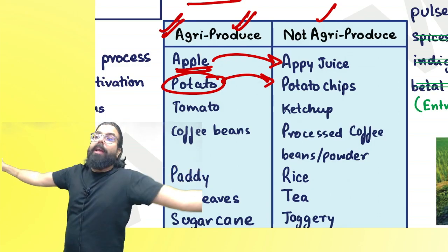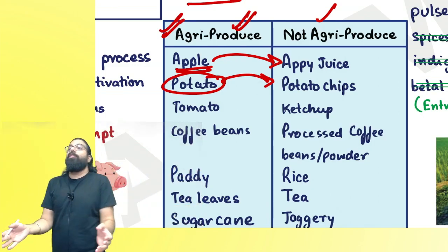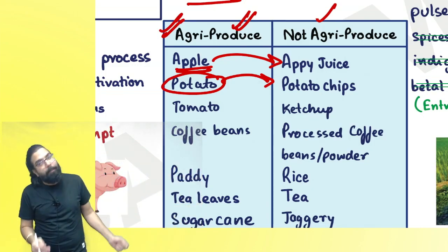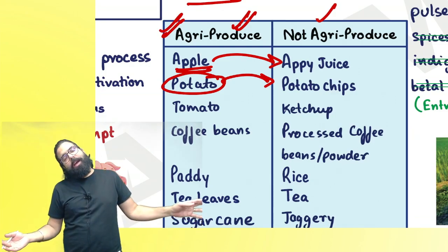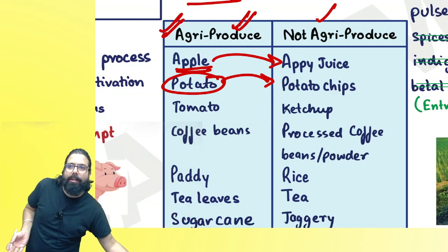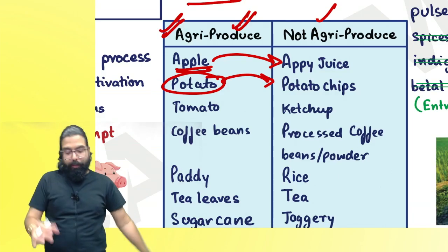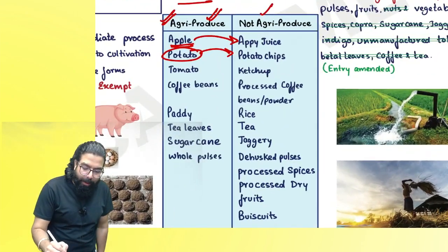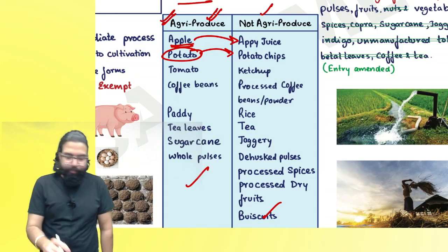Remember one thing, everyone. If any process is carried out because of which agricultural produce remains agricultural produce, it is exempt. If agricultural produce becomes non-agricultural produce, that process is taxable. Everyone, over here I've given some examples. Please read at home. Okay, everyone.